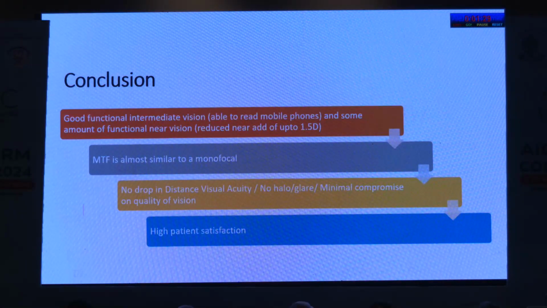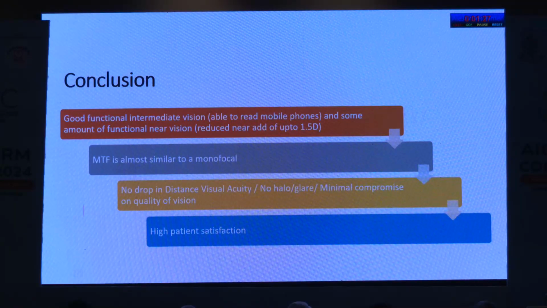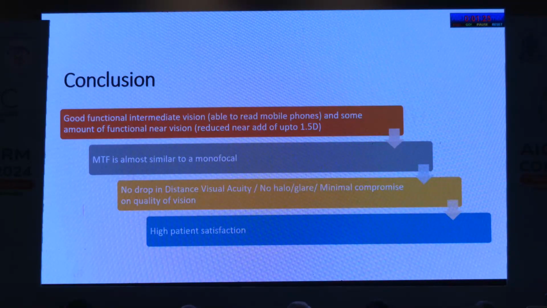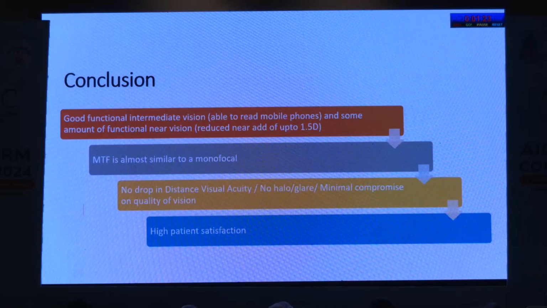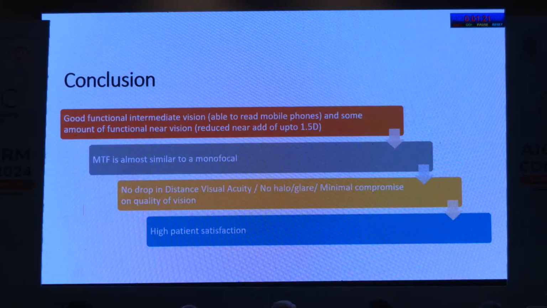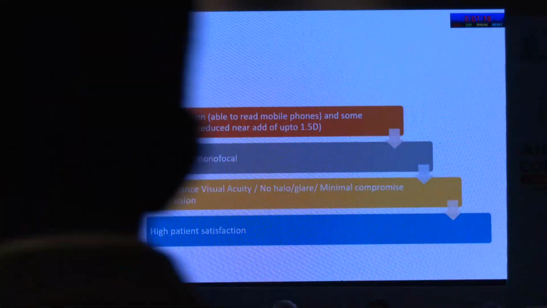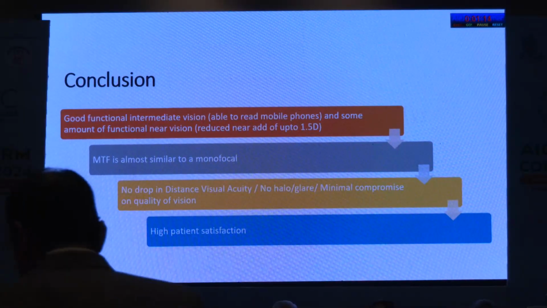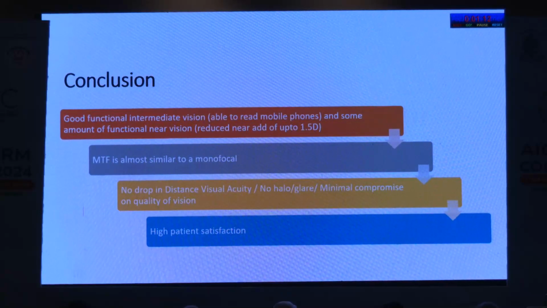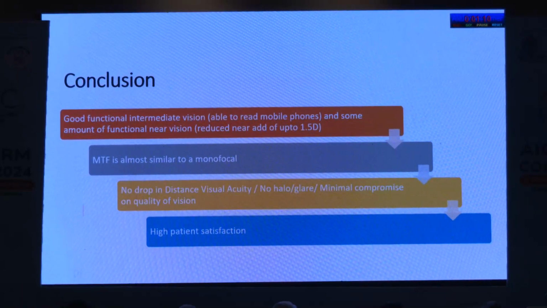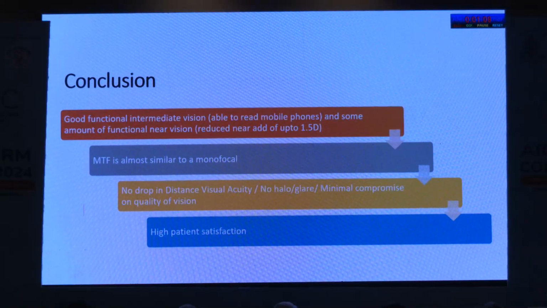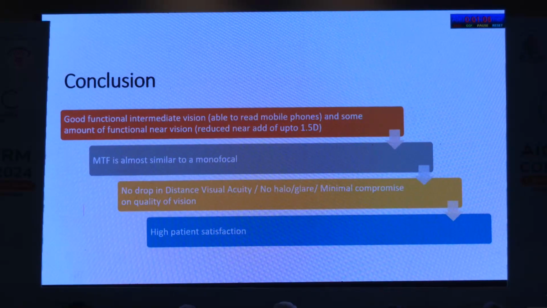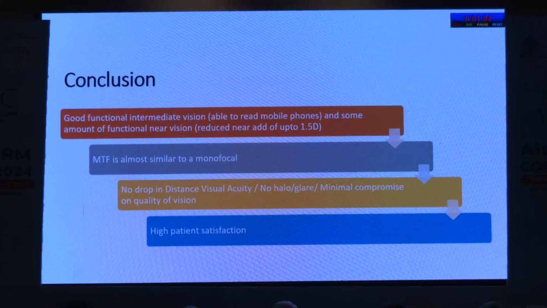These include these enhanced monofocal IOLs. They give good functional intermediate vision. So the patients immediately, even on the first post-operative day, are able to read their mobile phones from an arm's length, and have some amount of functional near vision. That is, they have a reduced near add of about 1.5 diopters instead of the usual 2.5 to 3 diopters. And the modulation transfer function is almost similar. It is not exactly the same, but almost similar to that of a monofocal.